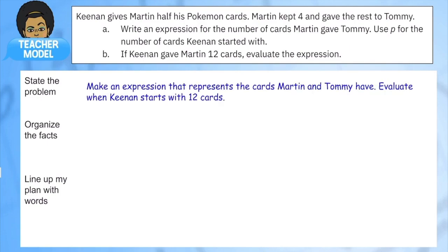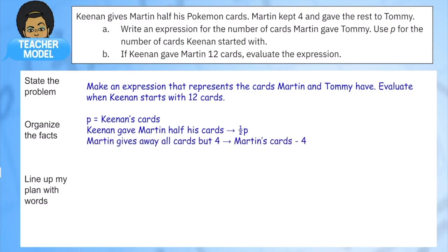Okay, so here's what we know. They really want us to just make an expression that represents the cards Martin and Tommy have, and we're going to evaluate when Keenan starts with 12 cards. We have some facts. We know that Keenan's cards, we're going to use P to represent that at the start. And we know he gives Martin half his cards, so I could represent that as 1/2 P. This is half of whatever Keenan has. That's what Martin has. And we know that Martin gave away all his cards but 4. So whatever Martin's cards are, I can represent that and do -4 because that's all Martin will have, and Tommy, this will represent what Tommy actually has. And then we're going to evaluate when Keenan starts with 12 cards, or in other words, when P equals 12.